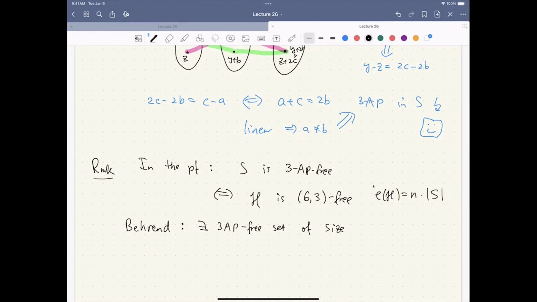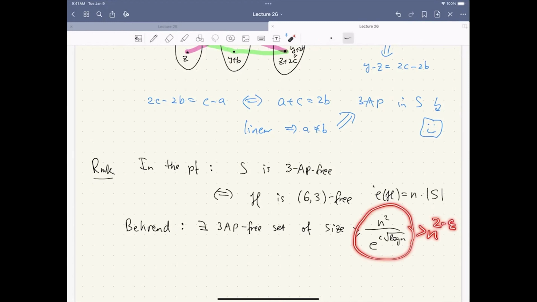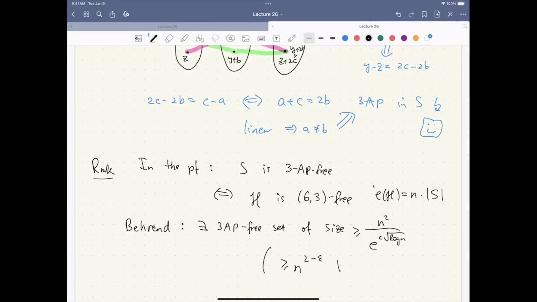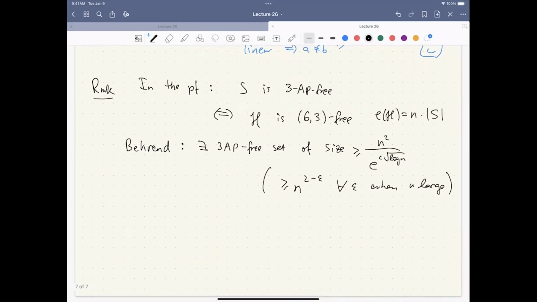Now, Behrend constructed 3AP free sets of size n squared over e to the some constant times square root log n. This thing is bigger than n to the 2 minus epsilon for any epsilon where n is sufficiently large. In other words, this little o of n squared bound in 6-3, we cannot improve it to n to the 2 minus epsilon for any epsilon. So the quadratic exponent 2 is optimal.